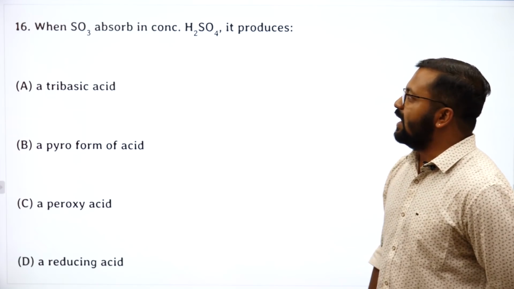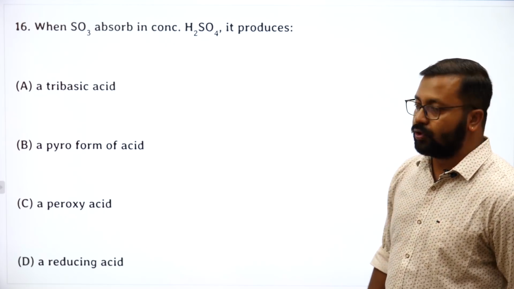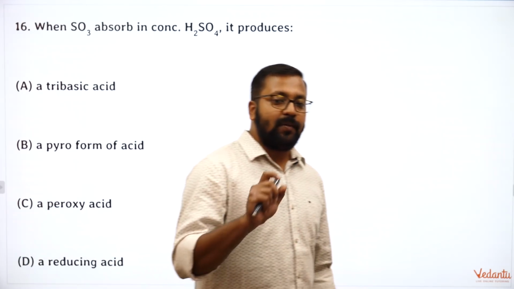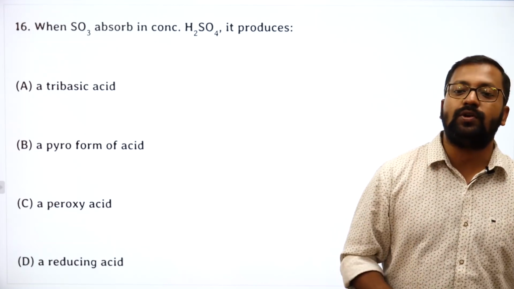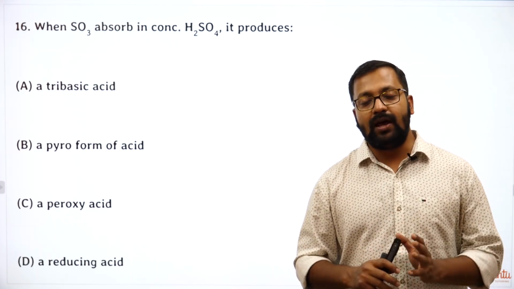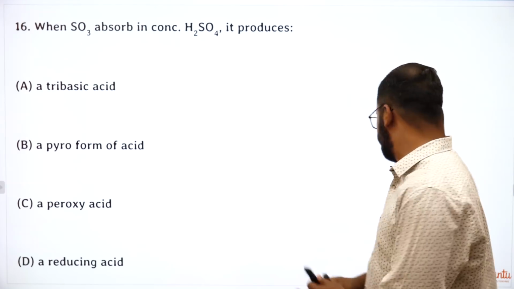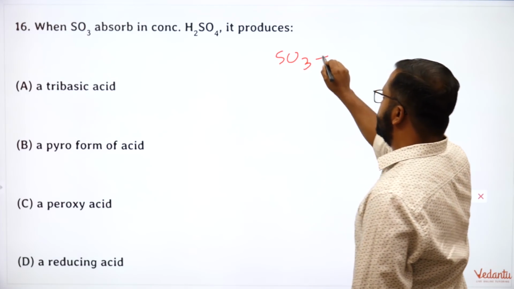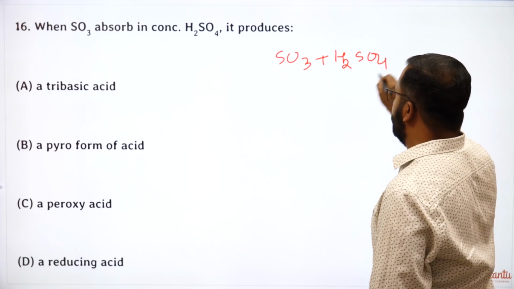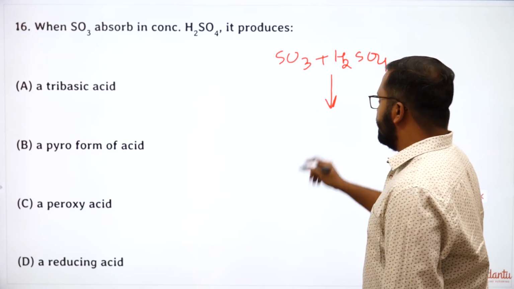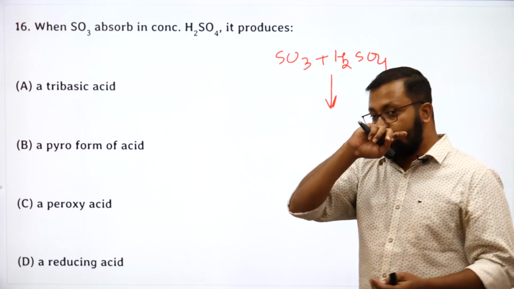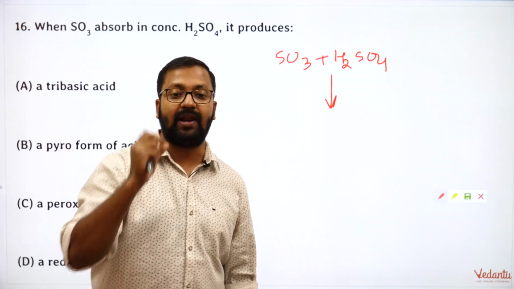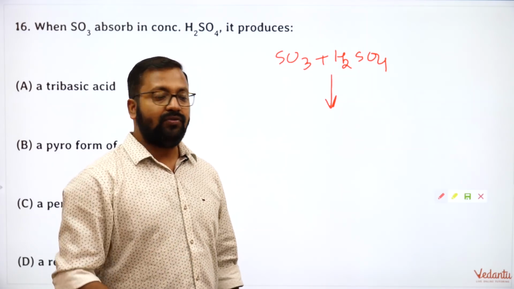When SO3 is absorbed in concentrated H2SO4, it produces what? बहुत simple है. SO3 when absorbed in H2SO4 produces a substance known as oleum. Oleum's formula is H2S2O7. SO3 plus H2SO4 combines together. ये आपका एक फिजिकल केमिस्ट्री का क्वेश्चन भी आता है कि आइडेंटिफाई द परसेंटेज ऑफ फ्री ओलियम, परसेंटेज फ्री सल्फर डाइऑक्साइड इन अ सैंपल ऑफ ओलियम.